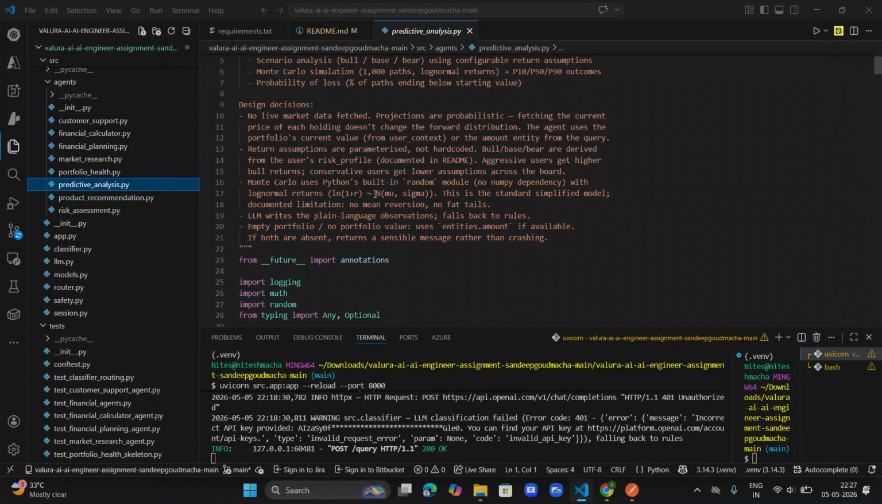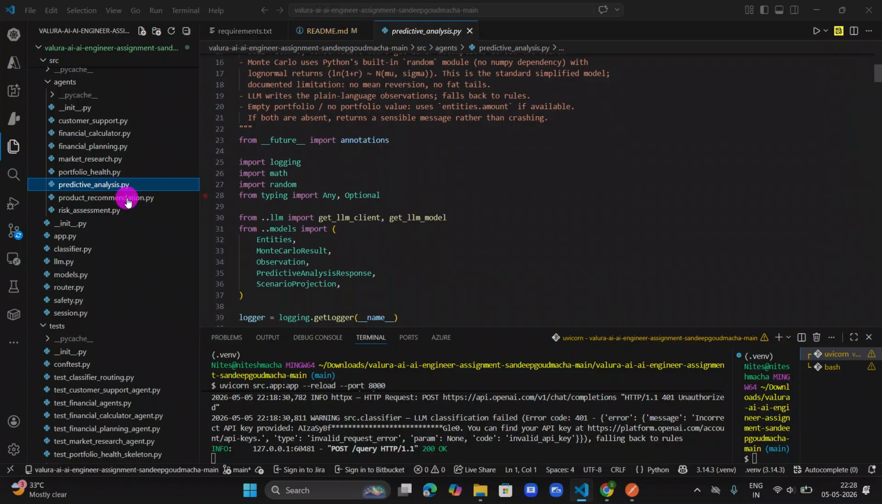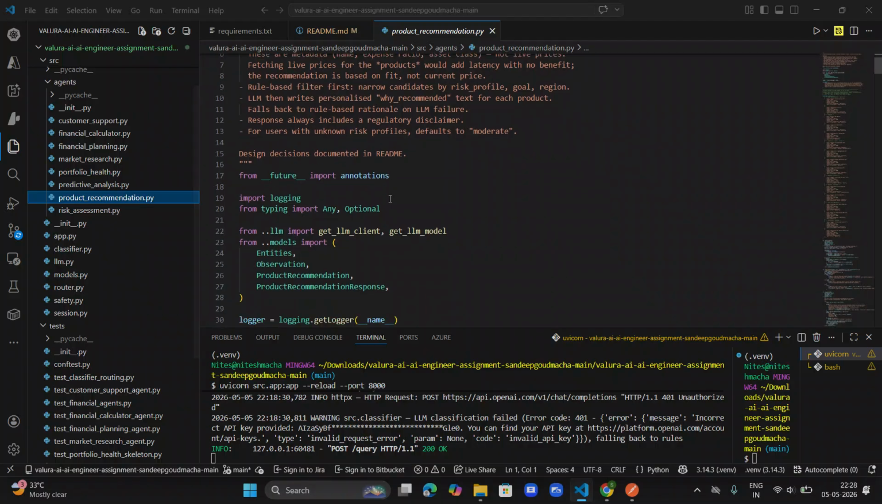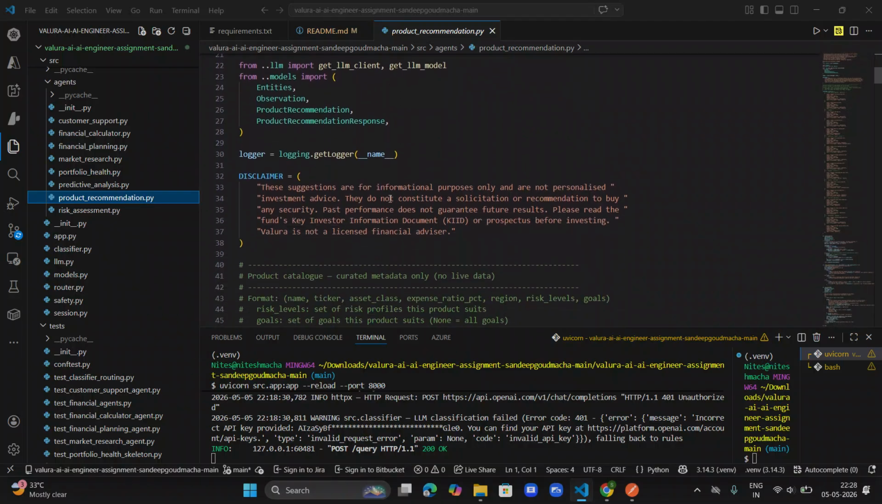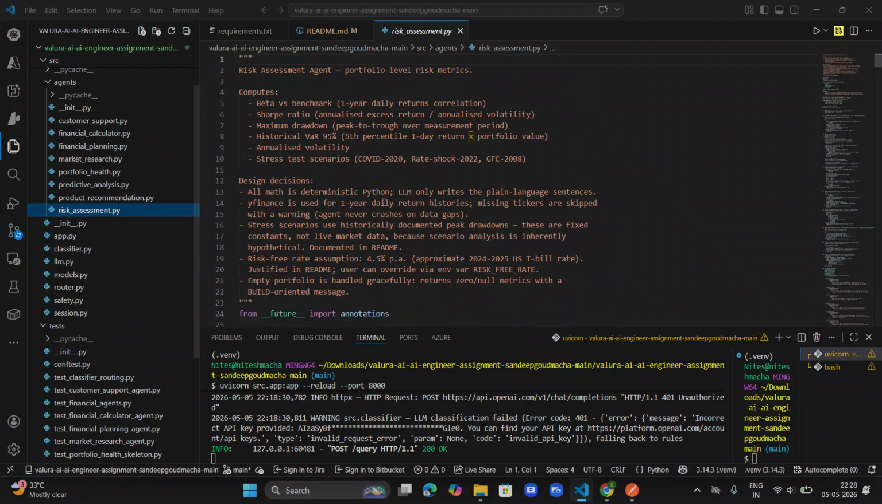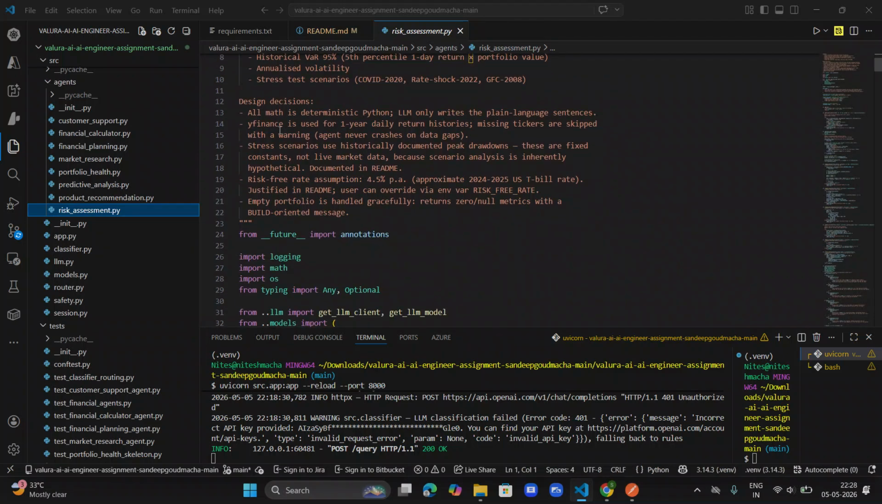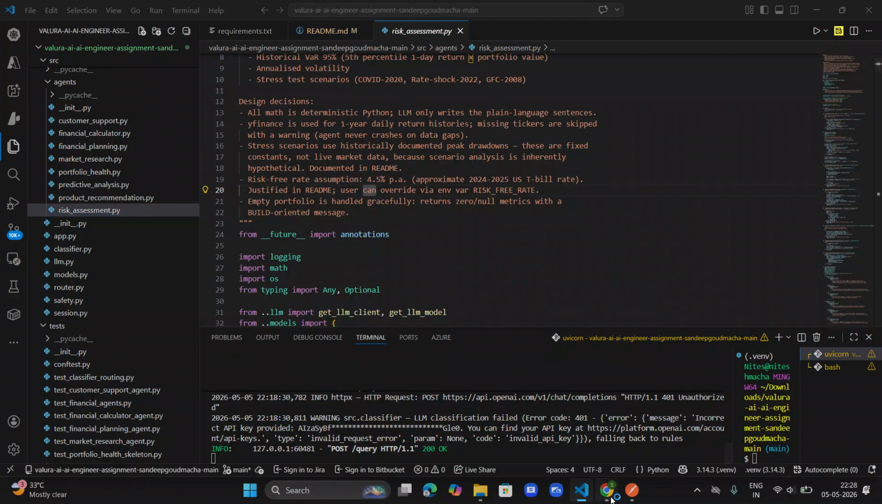Predictive analysis is also implemented, which goes live on the market. The product recommendations agent checks all the recommendations and provides the best among them. Risk assessment is also important, where we check all the risks before going into the market, and LLMs are used here as well. So this is the whole project.